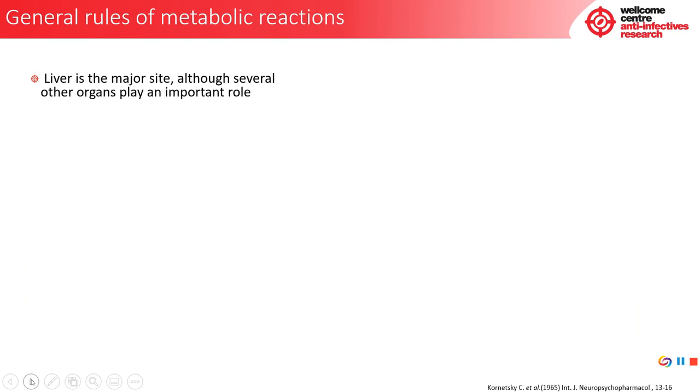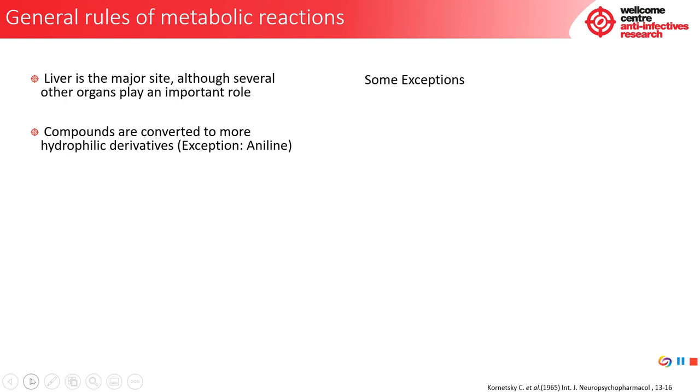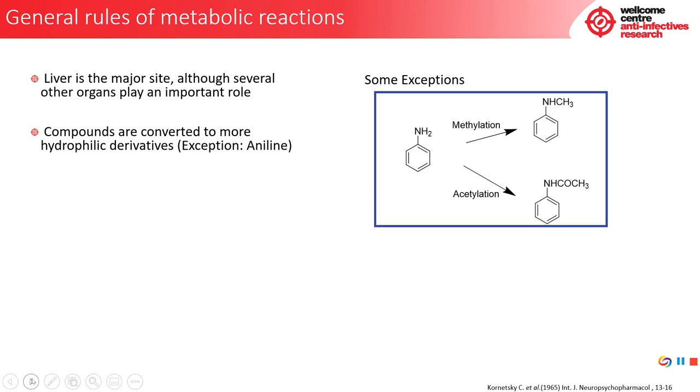General rules of metabolic reaction. The liver is the major site, although several other organs can play an important role. Compounds are often converted to hydrophilic derivatives, but there are exceptions, as in the metabolism of aniline, where aniline is converted to methyl-aniline or by acetylation to acetanilide. In both of these cases, the products methyl-aniline and acetanilide are less water-soluble than the aniline from which they were derived.